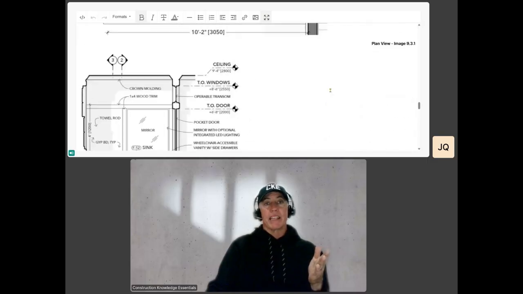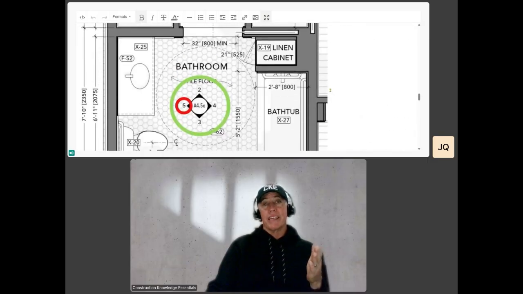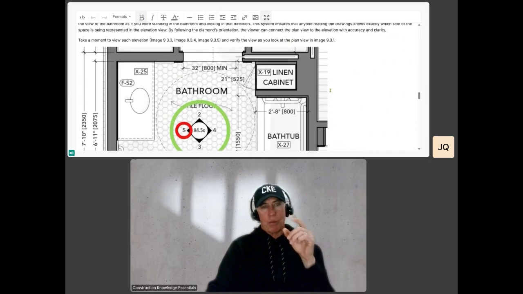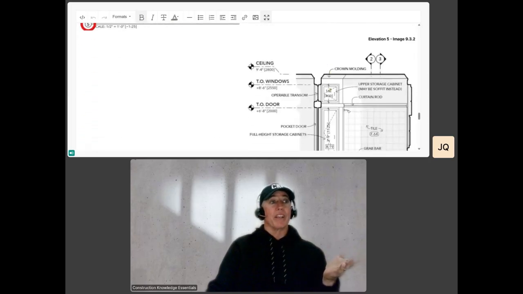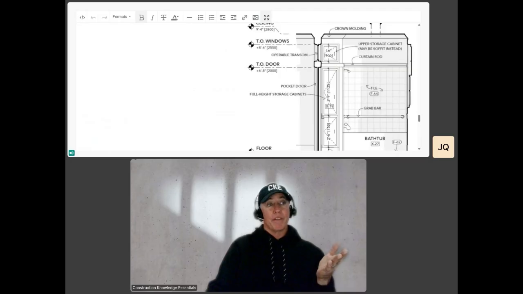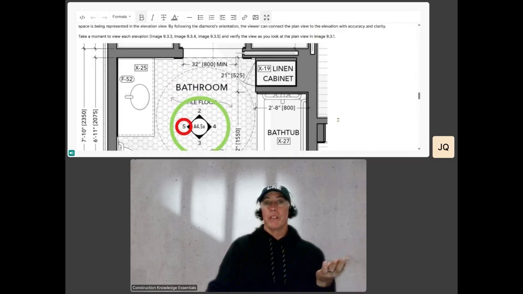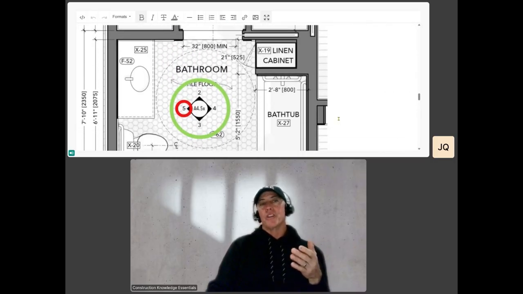And on the left-hand side, see, that looks awkward to me. The linen cabinet looks tight and small, but when you look at it on the elevation, it makes a lot of sense. It's a very tight built-in millwork. And that millwork opens one direction. Now, which way does it open? So this is a great way to understand.